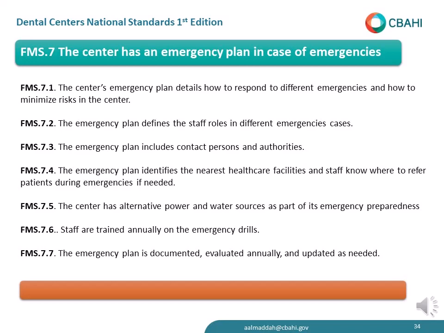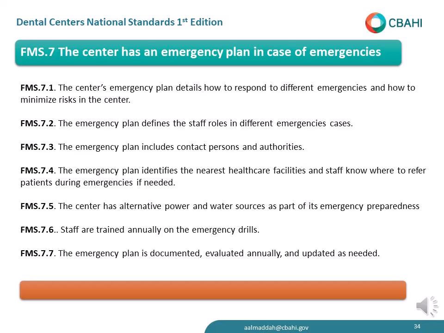7.2 says the emergency plan defines the staff roles in different emergency cases, so you need to make sure of the role of each staff member, what they should do during emergencies. This is part of the preparedness.